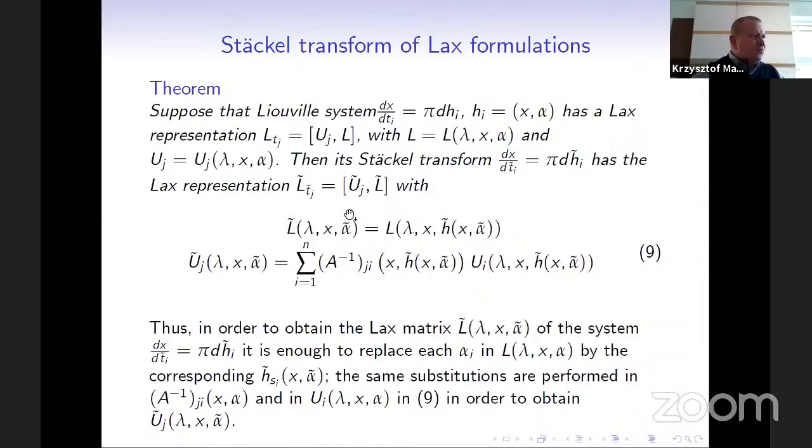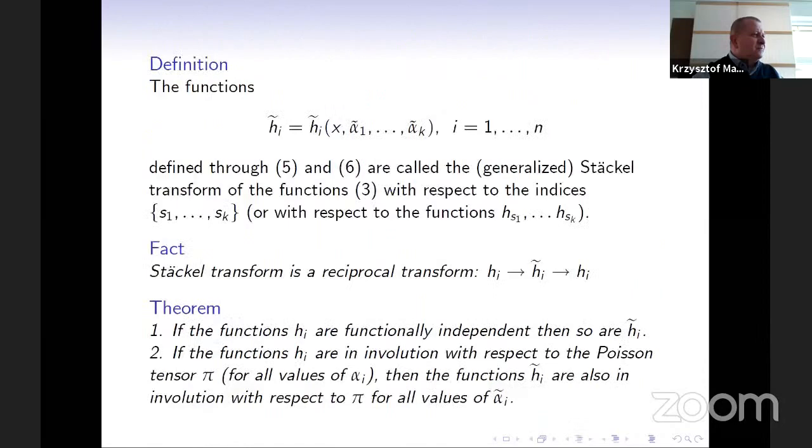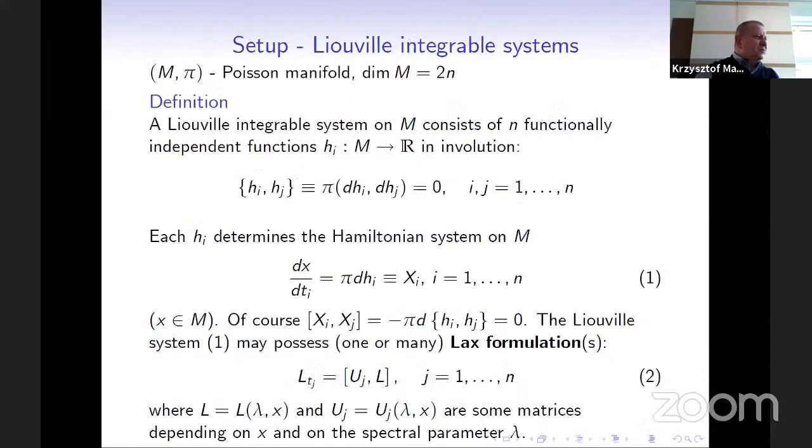So again, what did you see? Sorry, what is a Lax form? Here you see the Lax formulation of a Liouville integrable system. Actually, it's n matrix equations, one equation for each subsystem that enters a Liouville integrable system. So we have T1, T2 up to Tn, and we have n matrices U1 up to Un. They all depend on positions on the manifold, so they change from point to point on the manifold, and they also depend on the spectral parameter lambda.